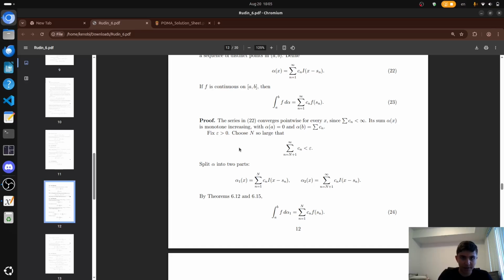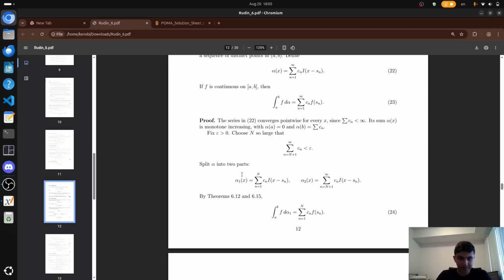Fix epsilon greater than 0. Choose N capital so large that the sum from N plus 1 to infinity of Cn is less than epsilon. Split alpha into two parts. Alpha 1 of x is equal to the sum from n equals 1 to N capital of Cn I(x minus Sn), and alpha 2 of x is equal to the sum from N plus 1 to infinity of Cn I(x minus Sn).